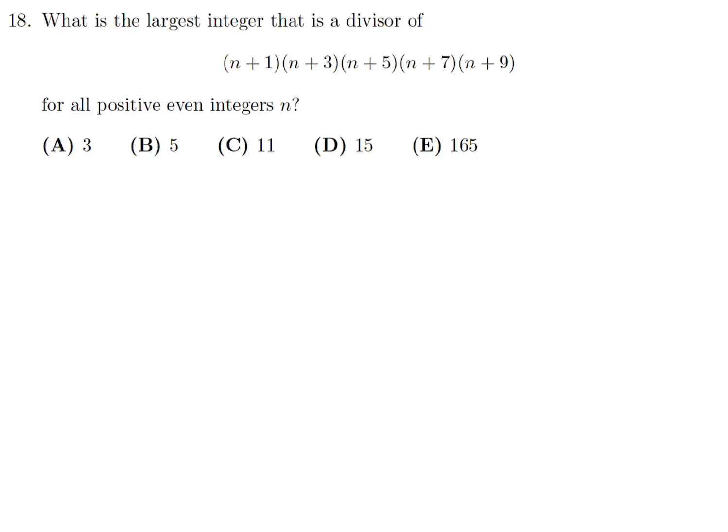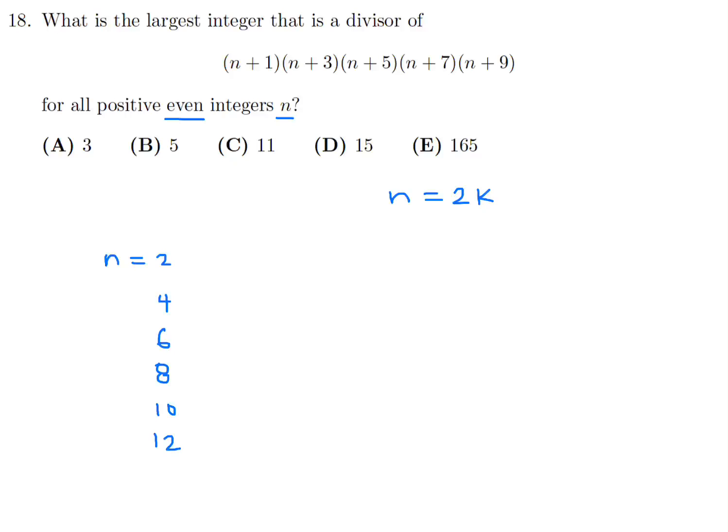What is the largest integer that is a divisor of n plus 1 times n plus 3 times n plus 5 times n plus 7 times n plus 9 for all positive even integers n? All right, so n, first of all, is even, so it's of the form 2k. So therefore, n can be, say, 2, 4, 6, 8, 10, 12.